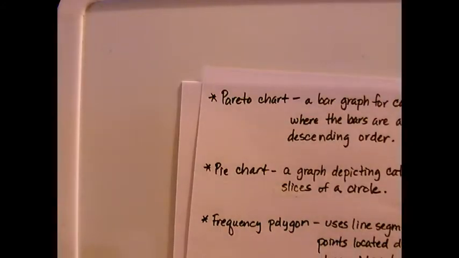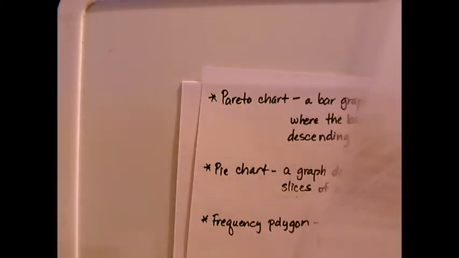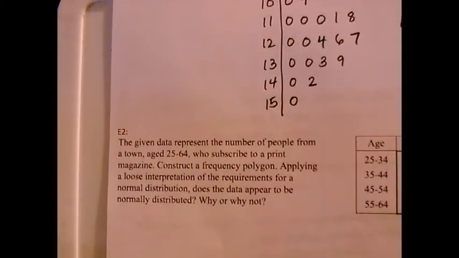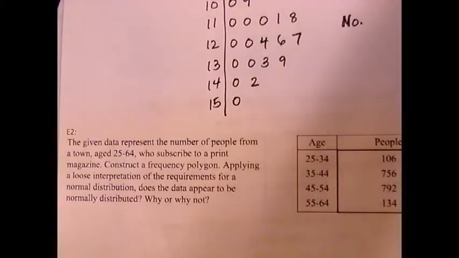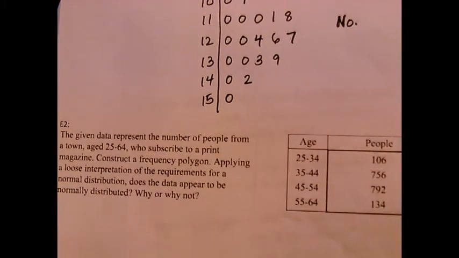Okay, now let's look at what a frequency polygon would look like if we were to construct one. In this case here, we have the given data representing the number of people from a town aged 25 to 64 who subscribed to a print magazine. Construct a frequency polygon applying a loose interpretation of the requirements for a normal distribution. Does the data appear to be normally distributed? And then answer why or why not. So here, this is what the data looks like.